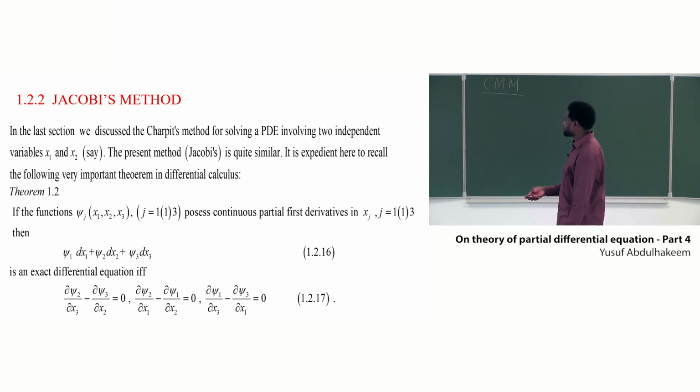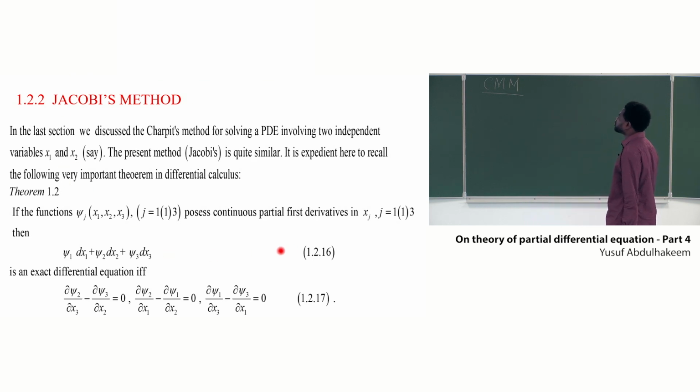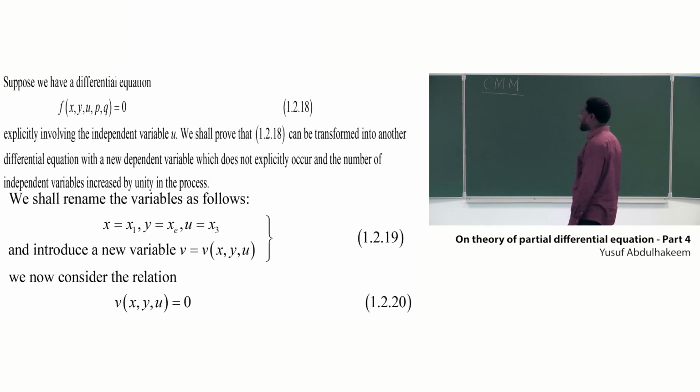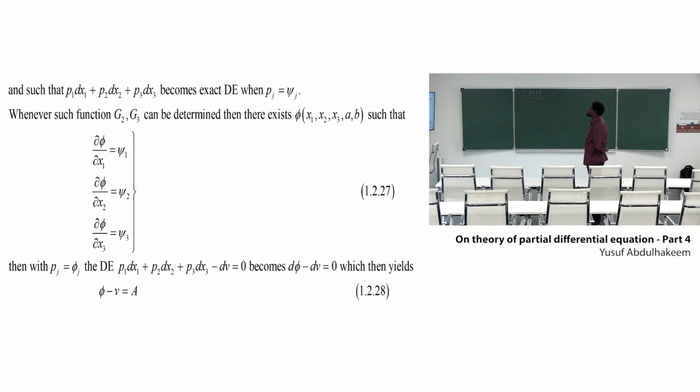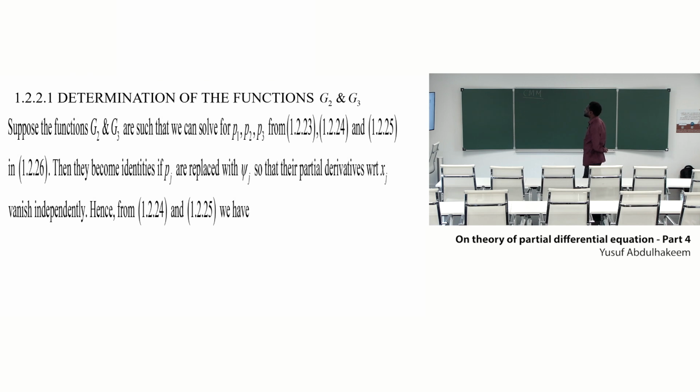The first thing we did here was to consider this theorem, which says that if the function phi1 of x1, x2, x3 possesses continuous partial first derivatives in this, then phi1, phi2, phi3 of this is an exact differential equation if and only if these three conditions are satisfied. So we move on, say a lot about this Charpit's equation. Then the determination of the functions g2 and g3.